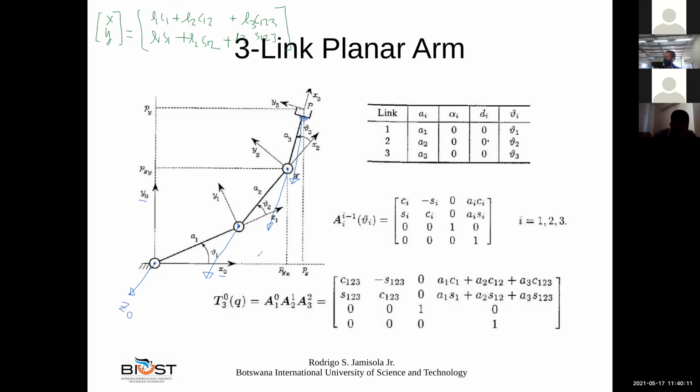So let's just concentrate on the X0, Z0, and X0. Now, this is your Z1, of course, and this is your Z2, and this is your Z3. Now, the question, sir, why do you have Z3 here when you don't have a joint? It's not rotating about anything. Nothing is rotating about that axis.